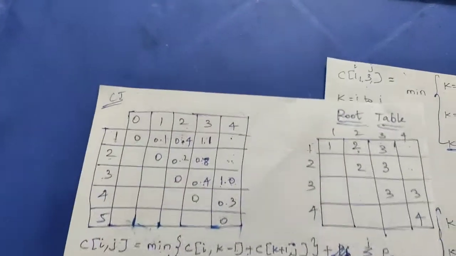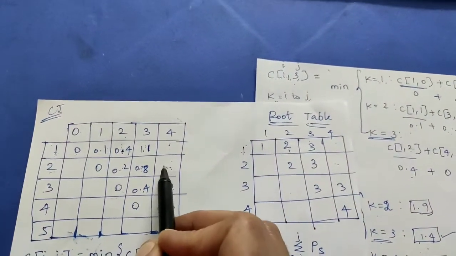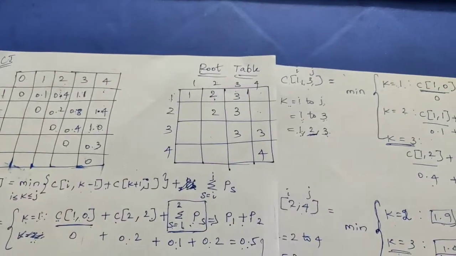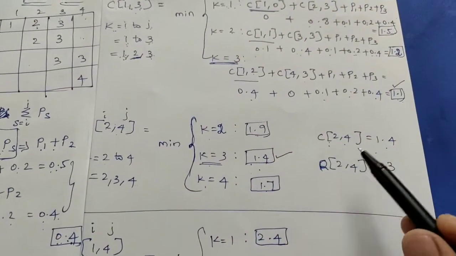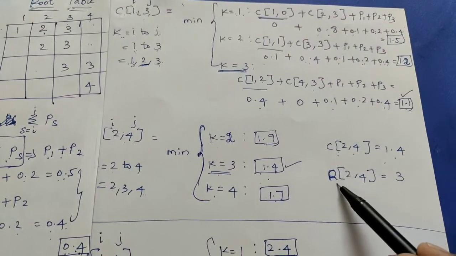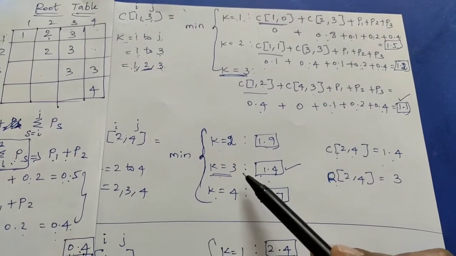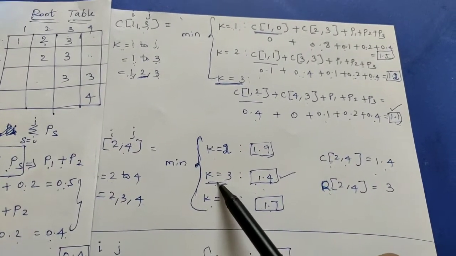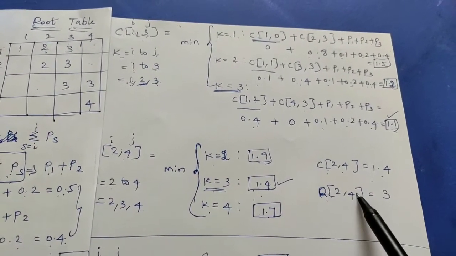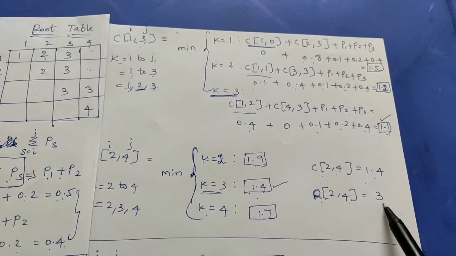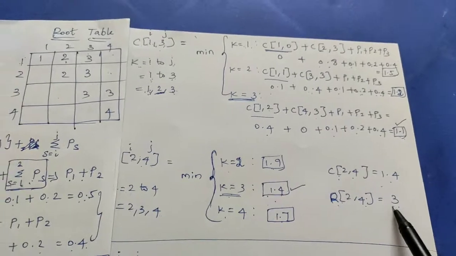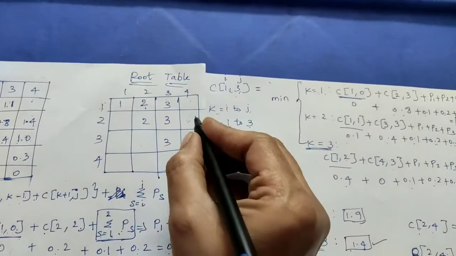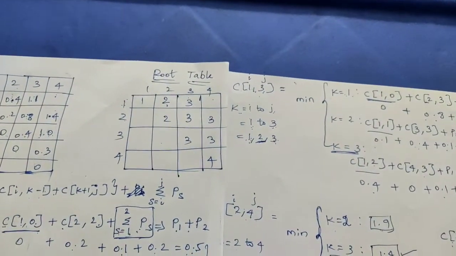So in the cost table, in the location 2 comma 4, you need to fill the minimum value we got, 1.4. Similarly, go to the root table. R indicates the root table. Which k value has given the minimum value of 1.4? That is k equal to 3. So go to the root table. In the same location 2 comma 4, fill the value of this k, that is 3.